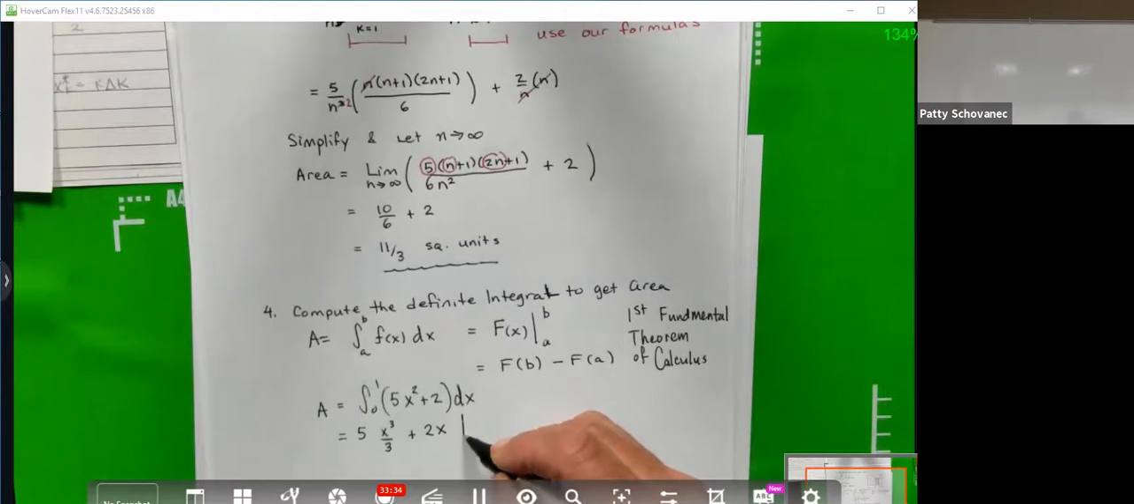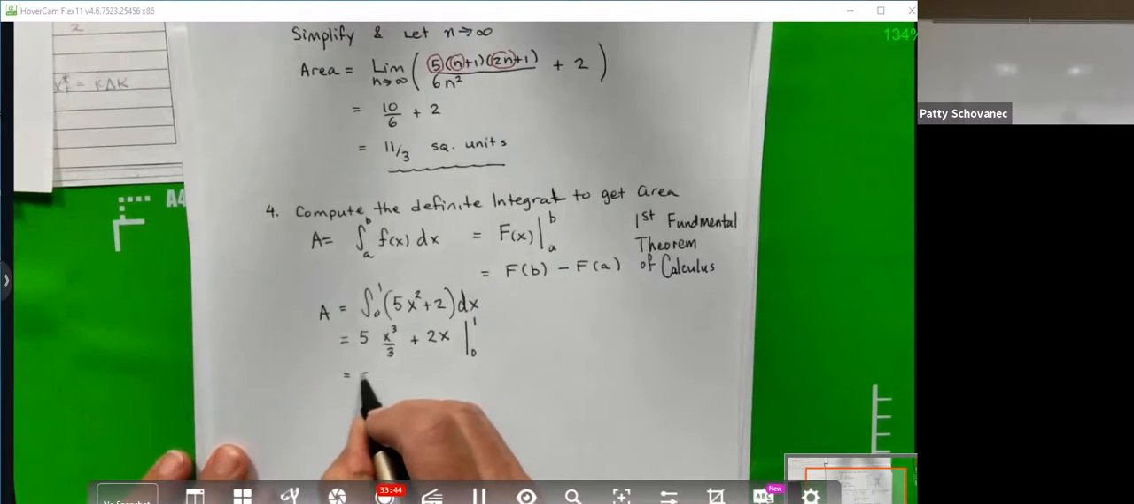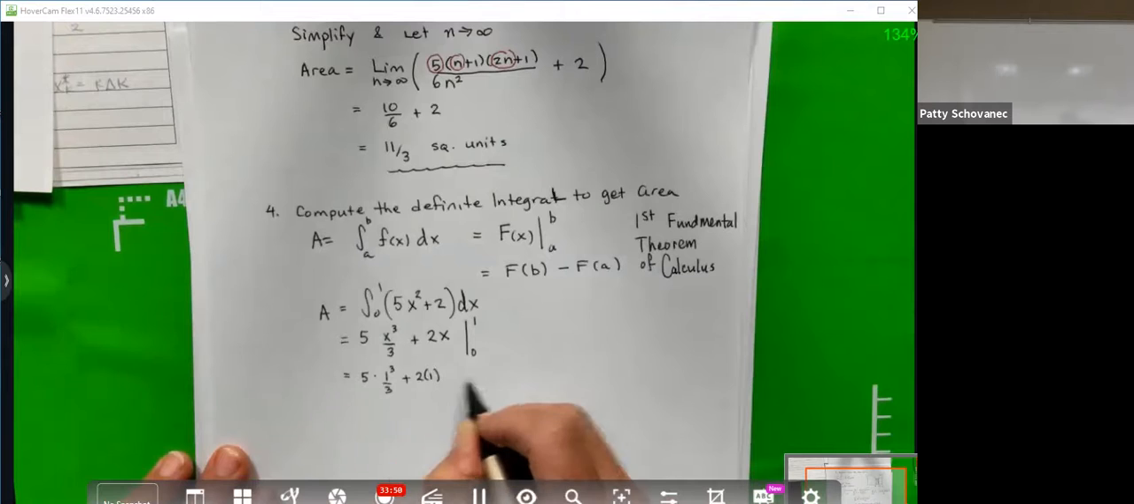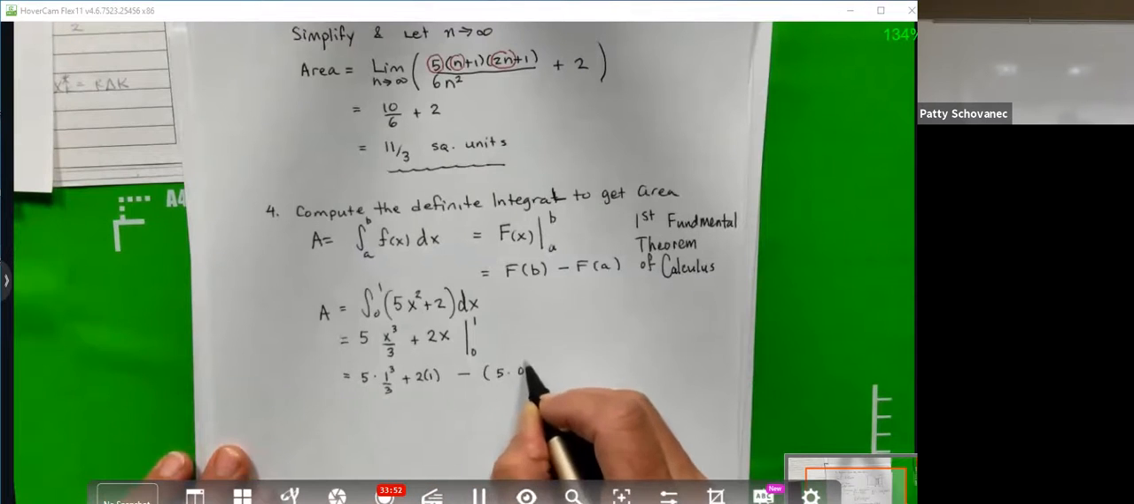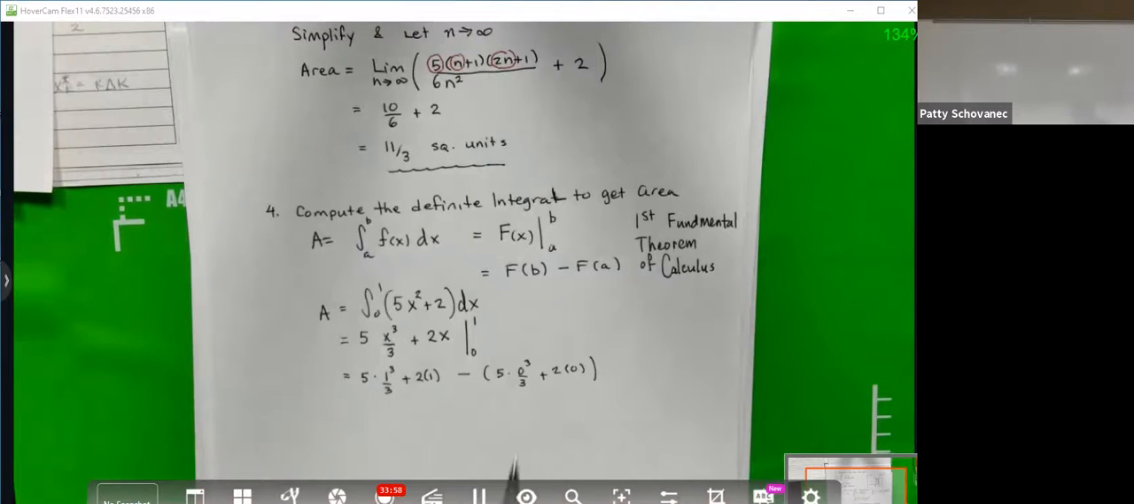Now I tell myself I have to evaluate that between the 2 endpoints. So I'm going to put the 1 in there for x, and then the 0 in for x, and subtract. But all this stuff in the second batch is 0. 1 cubed is 1. 5/3 plus 2, again, is 5/3 plus 6/3. And there's the same area we got a second ago.